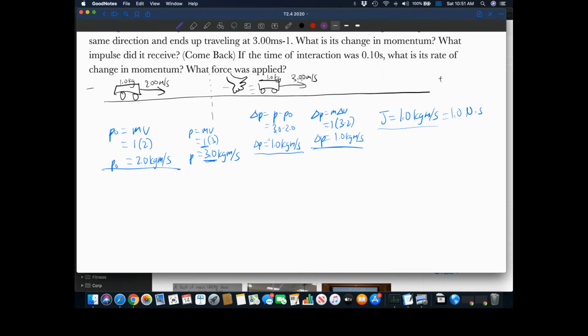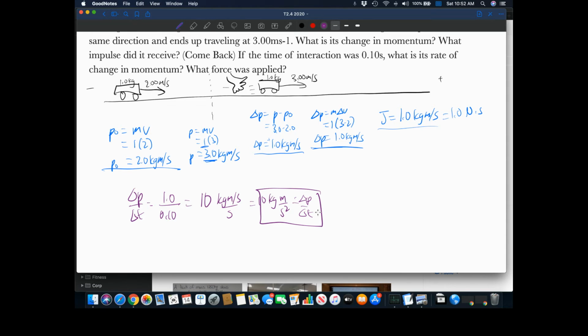So delta P over delta T is the change in momentum, 1.0, over 0.10 seconds, which is 10 kilogram meters per second squared. And now we're asked, so that's the rate of change of momentum.